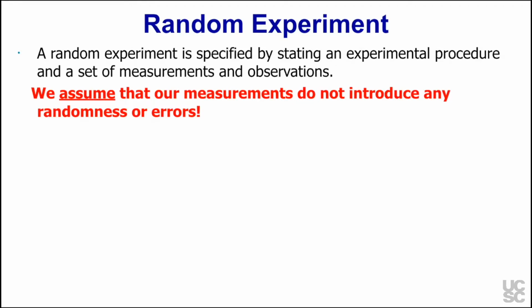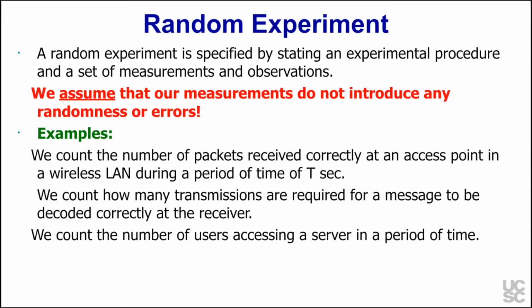Let's describe in a bit more detail how we describe a random experiment. We specify our experiment by stating an experimental procedure that we use and a set of measurements and observations. We assume that our procedure doesn't introduce any randomness or errors. Any randomness that we observe is a direct result of the underlying randomness in the experiment, not our measurements. Examples are counting the number of packets that are received correctly at an access point in our Wi-Fi deployment. We count how many transmissions are required for a message to be decoded correctly at the receiver when we send the message through a noisy channel. Or we count the number of users accessing a server over a period of time.